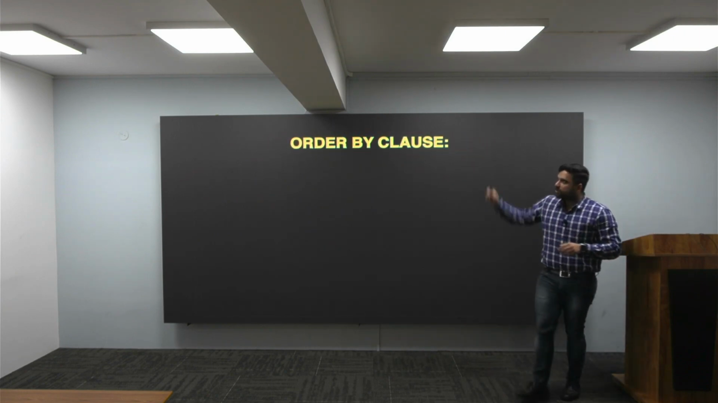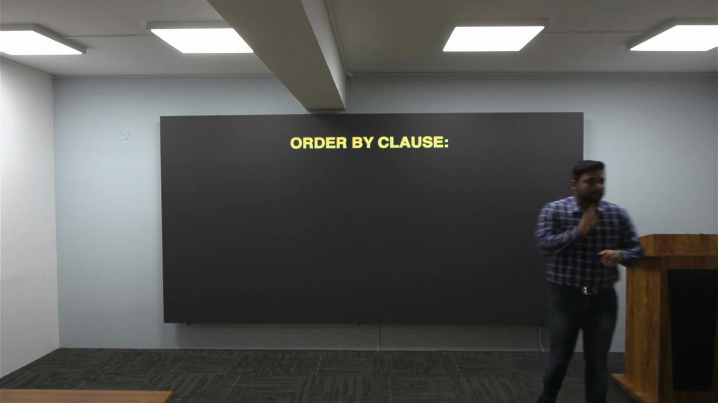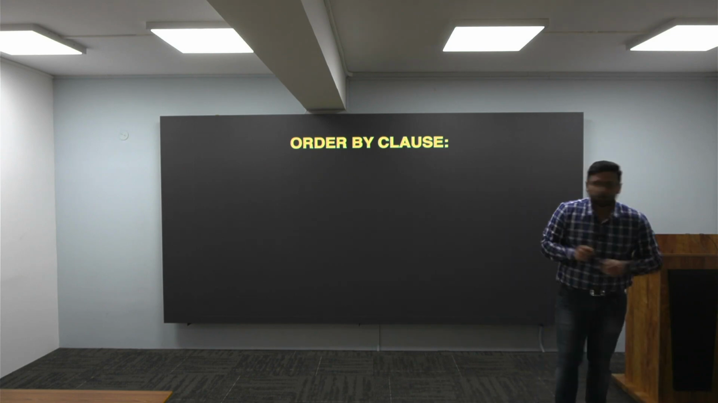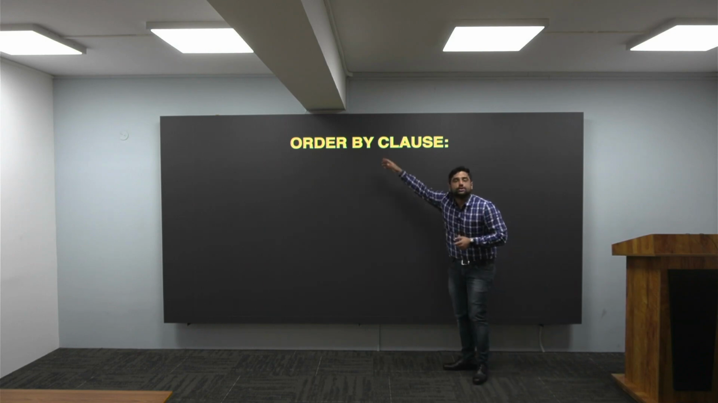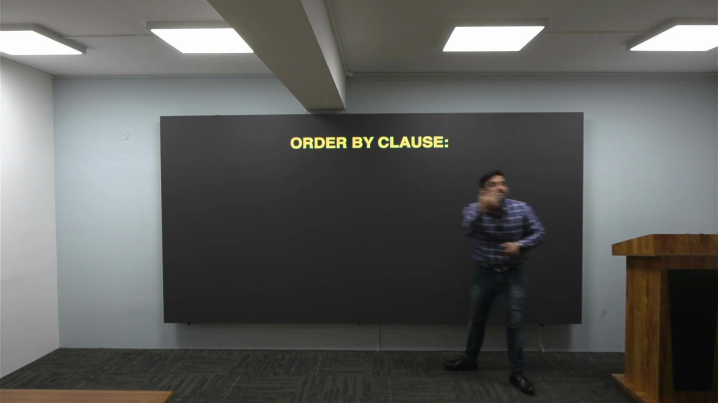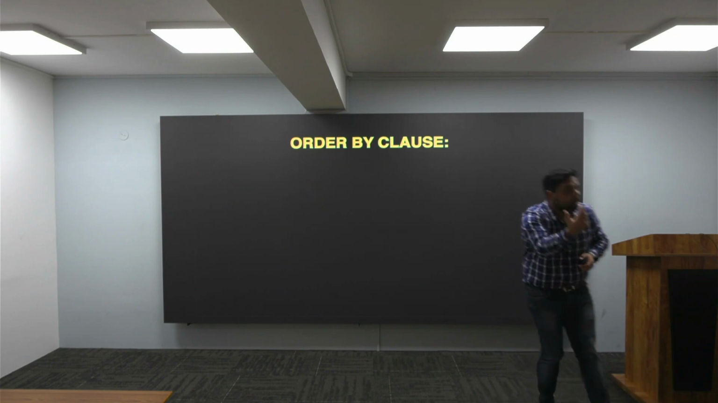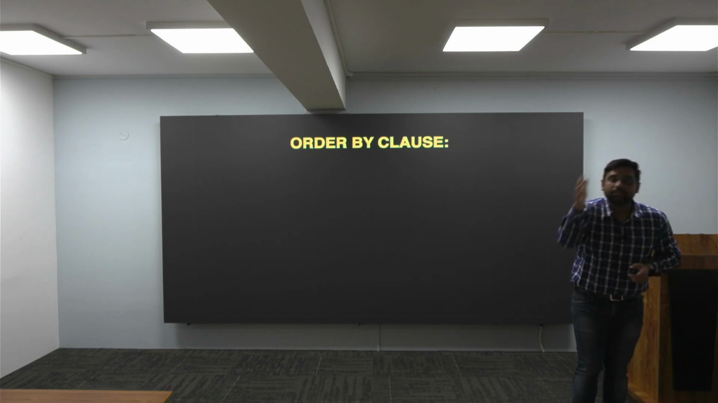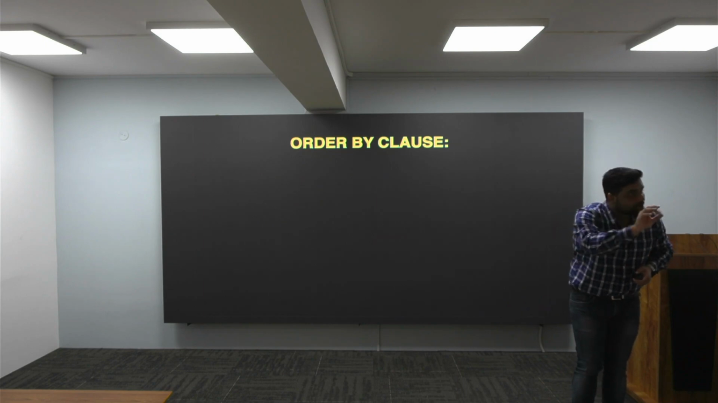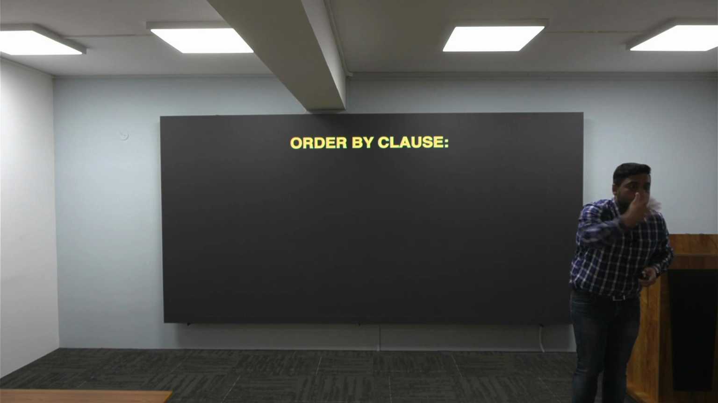So order by is also one clause. And what is the functionality of order by clause? For example, if you wanted to sort your data in ascending or in descending order, you can use order by clause. So order by clause is used to sort your data in ascending or in descending order.